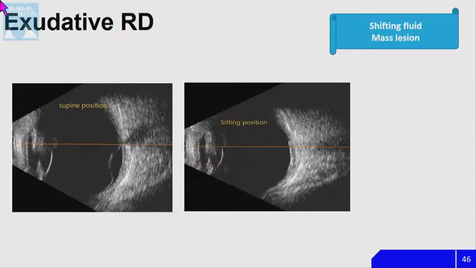In an exudative detachment, we should look for shifting fluid. So wherein we make the patient, we do the ultrasound in supine as well as sitting position. In the same quadrant, we should look for the shifting fluid. And other thing is we have to rule out Mars lesion.